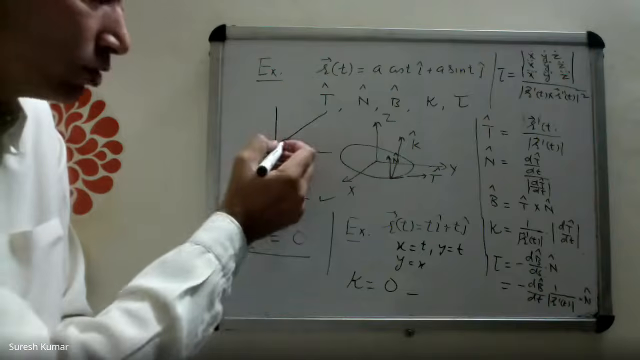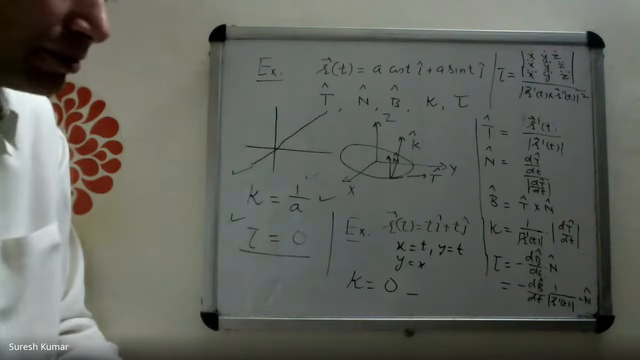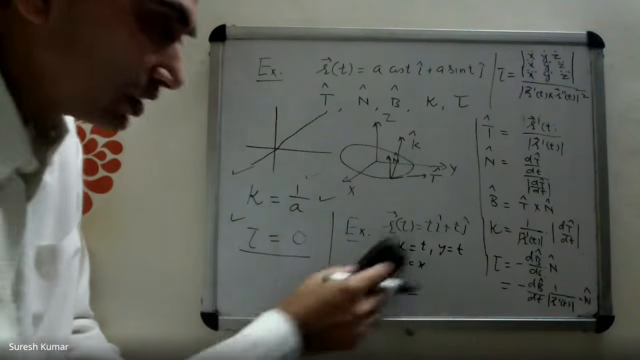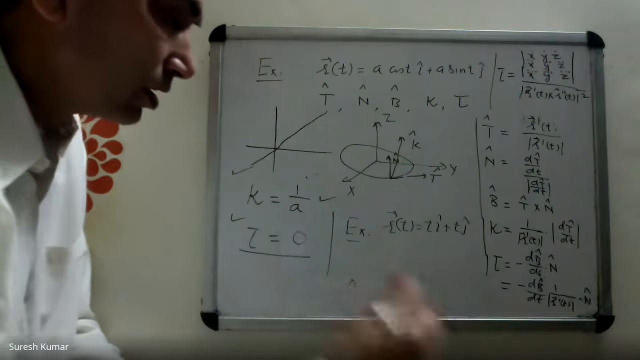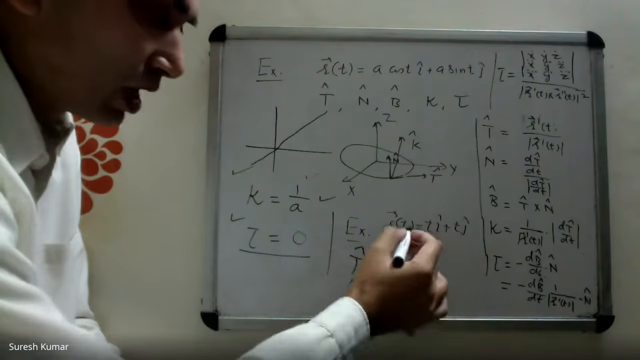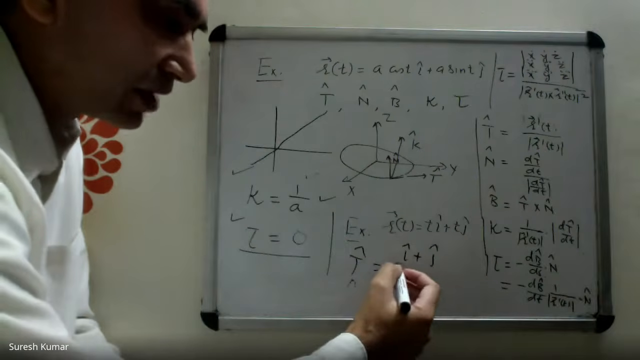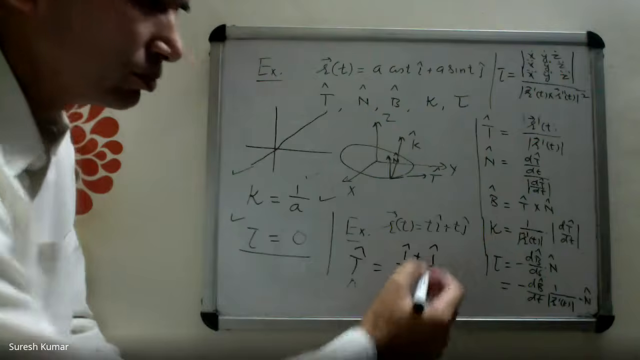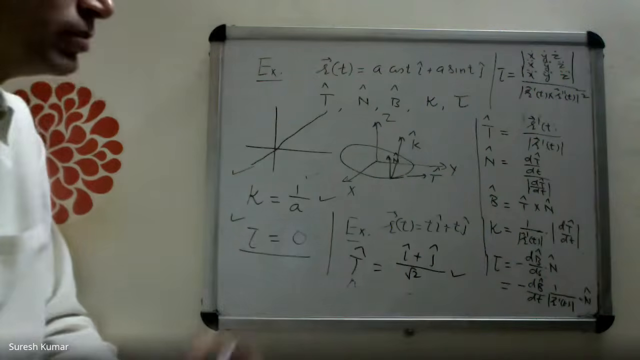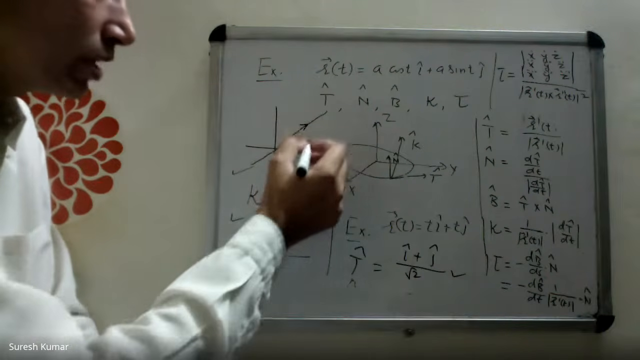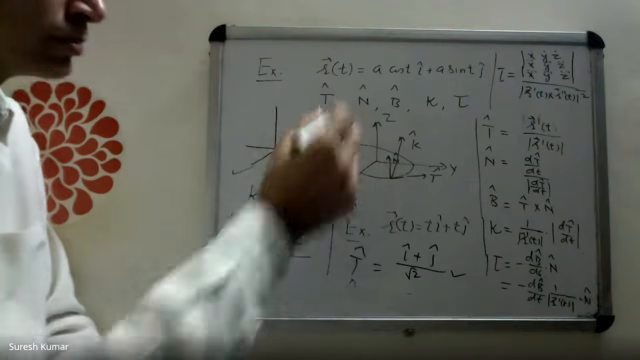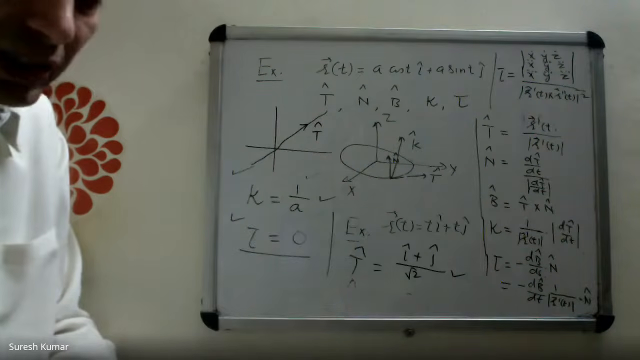Can you tell me what is the normal vector for this, n cap? T cap is okay. T cap you can write here. T cap means r prime t, i cap plus j cap, divided by the magnitude, so it is root 2. This is fine, T cap. In fact, this vector is lying along the line. What can you say about n cap?